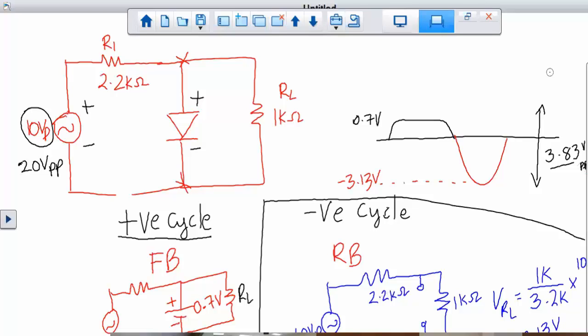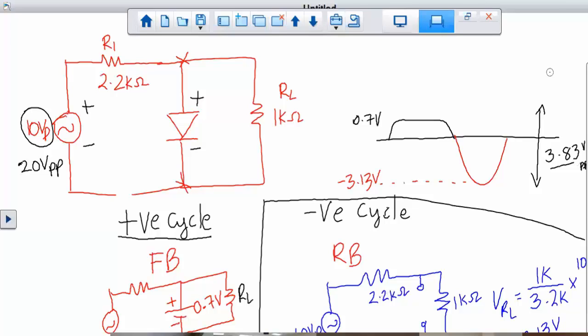How can a negative cycle be forward biased? Again, we're not talking about that example yet. We will talk about that in a minute, later on. How come a negative cycle makes it forward bias? We already did that, but we will talk about that in a minute.